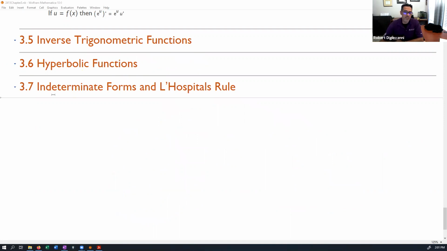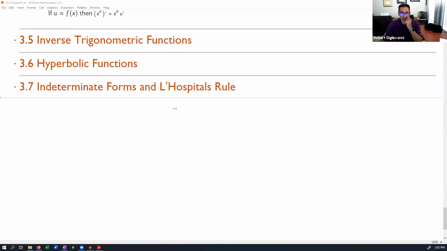We are going to get into 3.7, which is called indeterminate forms and L'Hopital's rule. L'Hopital, that's the way you say that, L'Hopital. I know it looks like La Hospital, but it's L'Hopital.